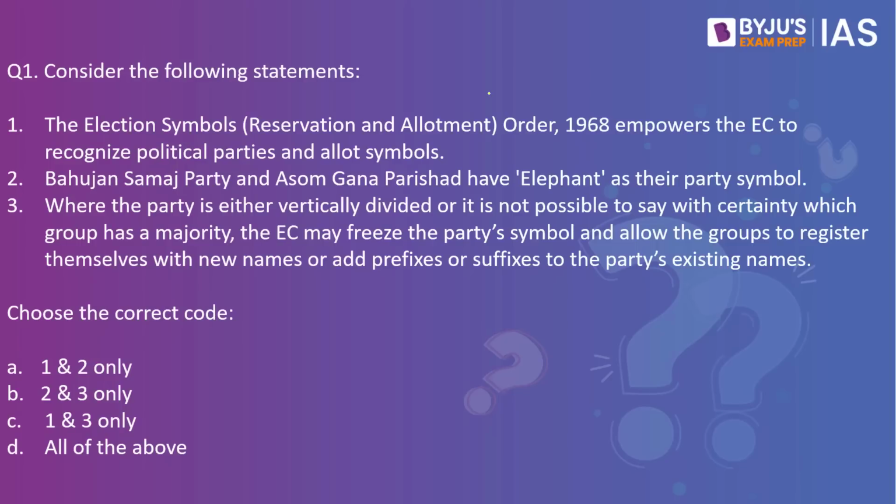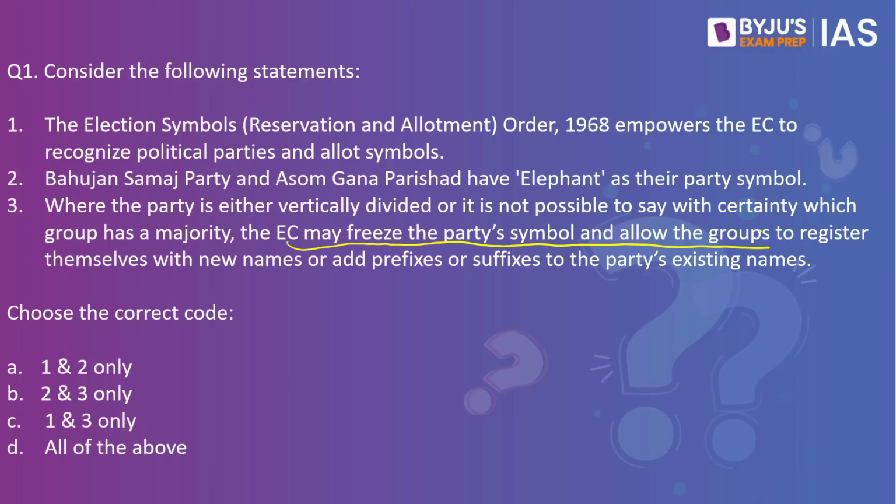Third, where the party is either vertically divided or it is not possible to say with certainty which group has the majority, the Election Commission may freeze a party symbol and allow the groups to register themselves with new names and add prefixes or suffixes to the party's existing names. Which of these given statements is or are correct?